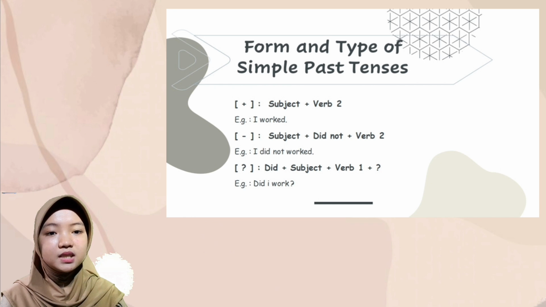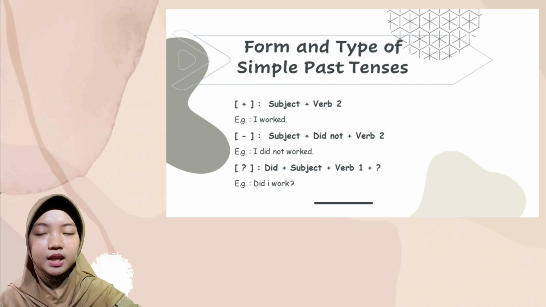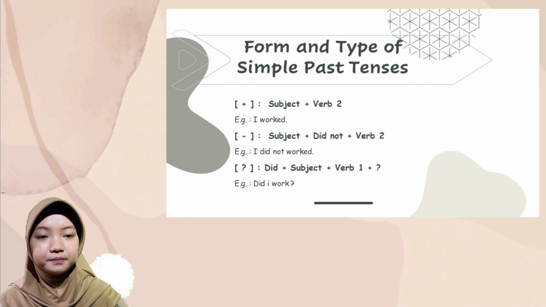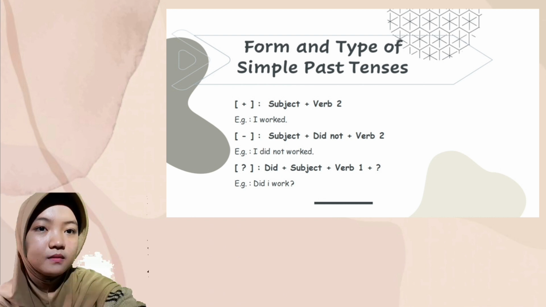And when we make a negative sentence, we say I did not work. We have to use a helping verb, which is do, or in the past, did. And when we ask a question, we have to use the same helping verb again and add a question mark. And you can see the structure on the screen. Do you get my point?